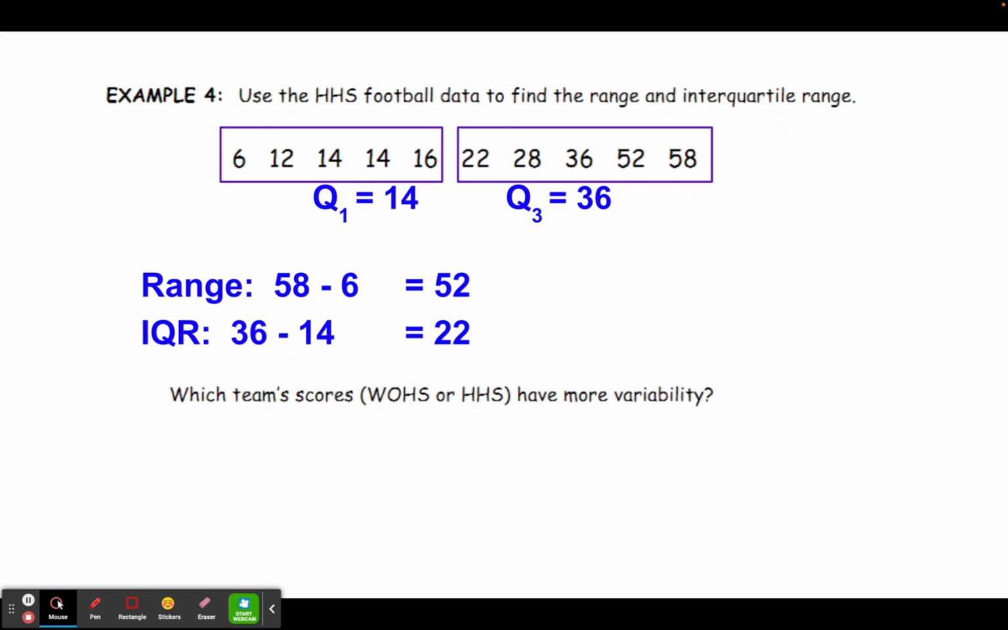Now the question is asking you to compare which team's scores, West Ottawa or Holland High, have more variability. Well, Holland High has a much larger range. They also have a bigger IQR. So we would say that Holland High, therefore, has more variability in their scores.